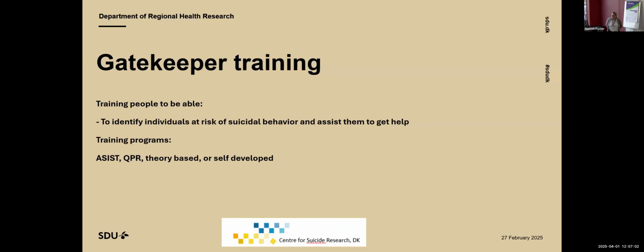Just to explain the intervention, a Gatekeeper is a training model where you train people to identify individuals at risk of suicidal behavior and then assist them to get help. There exist different kinds of training programs. The most known ones are ASSIST and QPR, and then there are theory-based ones and people who just self-develop them as well.